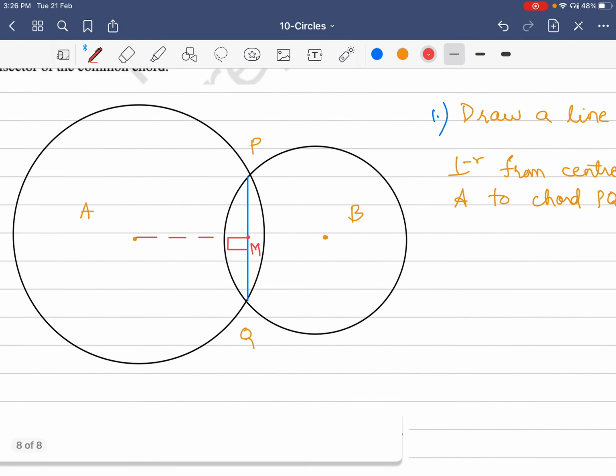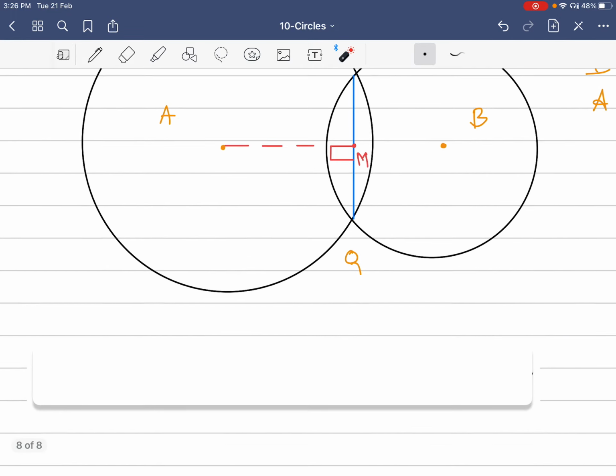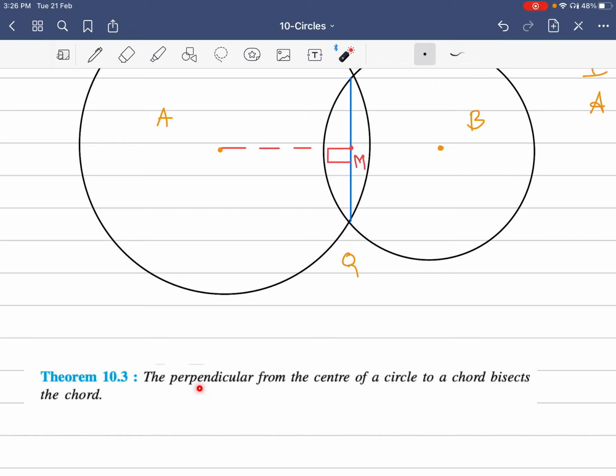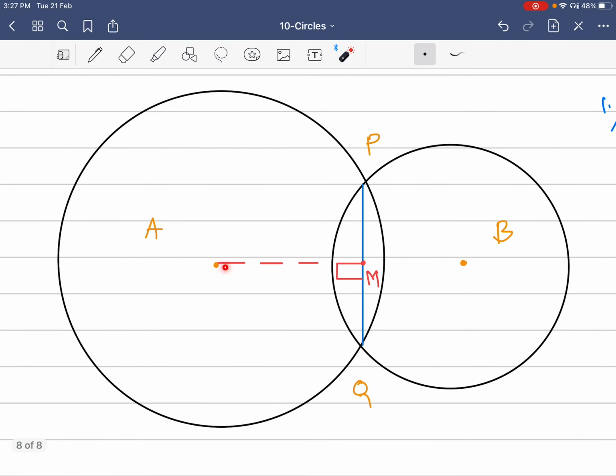Now we know that we have a theorem. If we draw a perpendicular from the center to the chord, then it will bisect the chord. So here is that theorem, just for a quick reference. Let's read it. The perpendicular from the center of a circle to a chord bisects the chord. So this construction of ours, AM, is going to bisect the chord. What does bisect mean? It is going to bisect into two equal parts, which means that M is going to be the midpoint of our chord PQ.